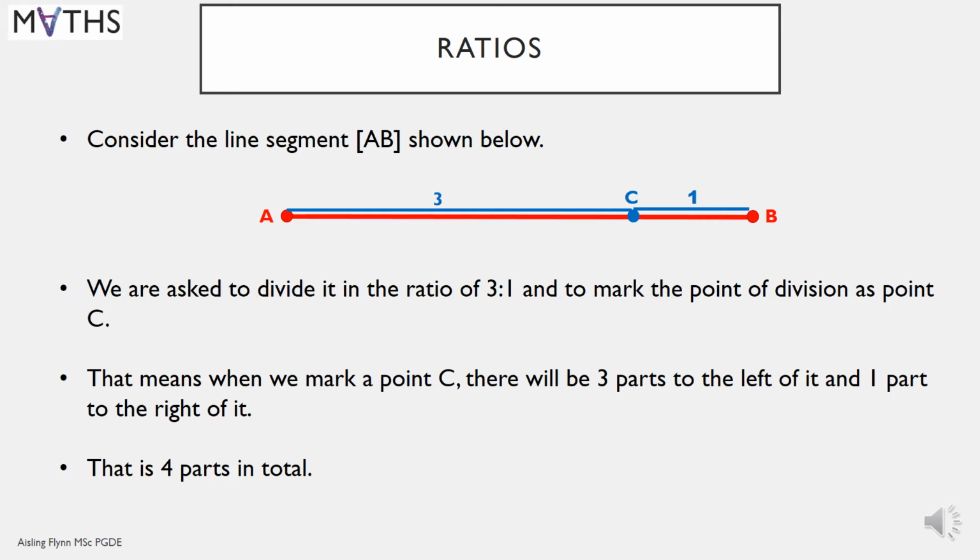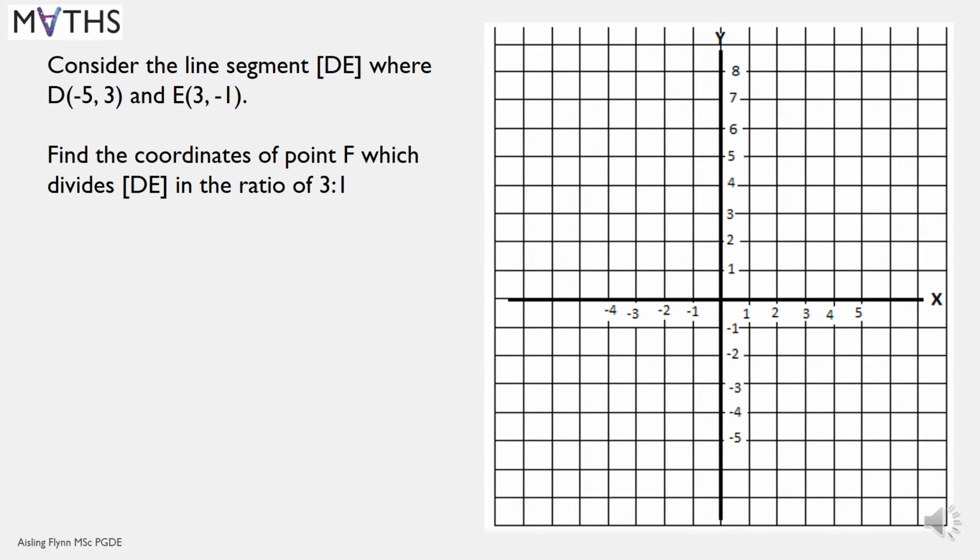So what you'd be doing there is dividing the line into 4 equal parts and then counting 3 on the left hand side, marking C and leaving 1 for the right hand side. So the total is important. 3 parts and 1 part makes 4 parts. So let's apply that to a question.